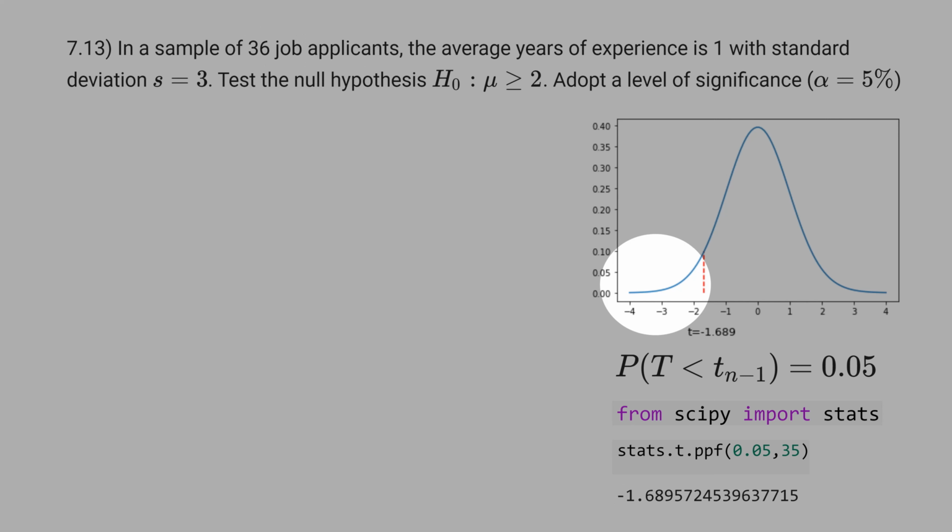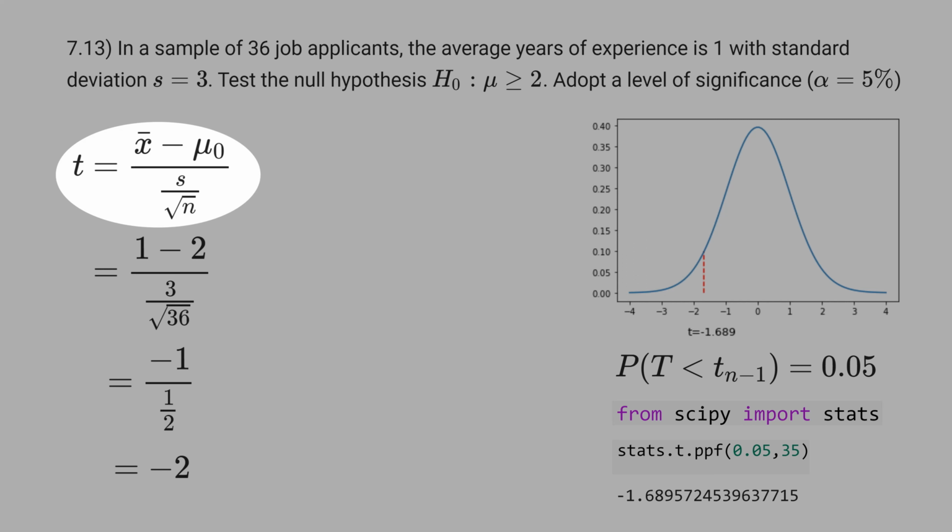Now we know if you get the t-statistic inside this critical region, we reject the null hypothesis. If the t is not in this critical region, we cannot reject the null hypothesis. Now let's calculate the t-statistic. X-bar is 1, 1 year of experience is the average. Mu0 is this 2 from the null hypothesis. And s is the standard deviation equal to 3, divided by the square root of n, which is 36 job applicants. Then we fill in the numbers and simplify and you get minus 2. Minus 2 is inside the critical region. Therefore, we reject the null hypothesis.